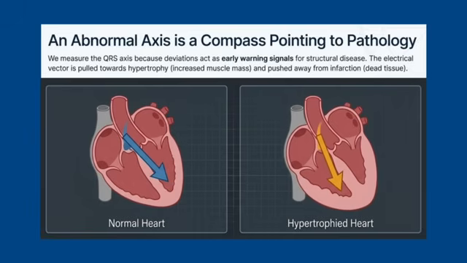Cardiac axis determination is important as it can point at certain pathologies happening in the heart. For example, this is the normal axis, leftward and downward, but it could be deviated in cases like hypertrophy. If there is right ventricular hypertrophy, increasing the muscle bulk of the right ventricle, this will lead to right axis deviation. But if there is left ventricular hypertrophy, it will lead to left axis deviation.